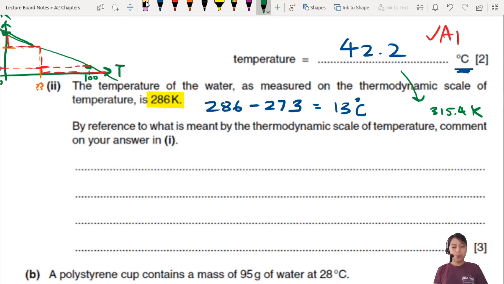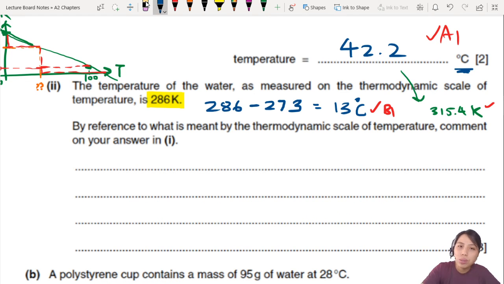3 marks. Wow. So the first mark already comes from here. If you show a conversion, either this or this, you're trying to convert to compare the temperatures, that is a B mark. So you notice our thermistor temperature is a bit too high, 42 degrees Celsius when it's actually 13 only. What is the problem with our thermistor?